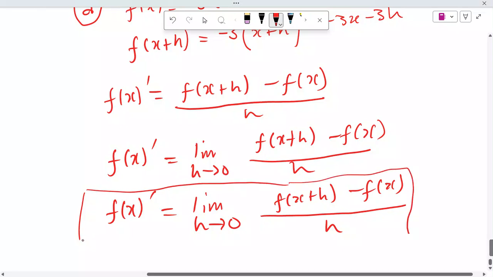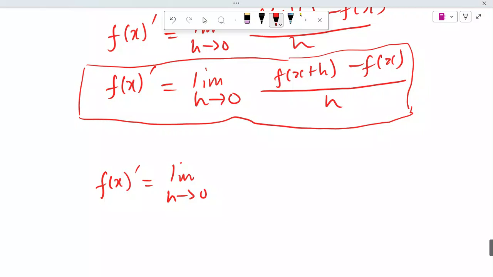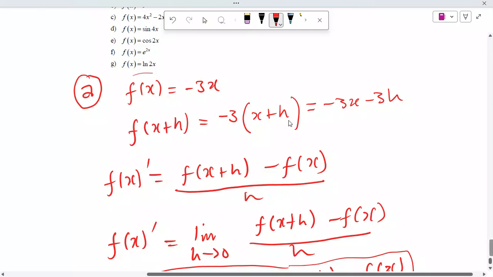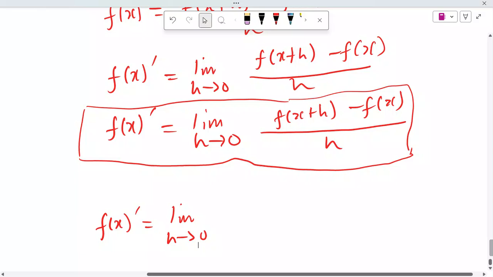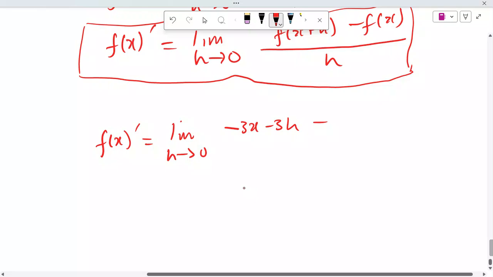Let's continue now. So we write f of x prime equals the limit as h approaches 0. So you write now f of x plus h. What is f of x plus h? It is negative 3x minus 3h. So we write negative 3x minus 3h, minus, what is f of x? f of x is negative 3x. So you write here negative 3x, everything over h.